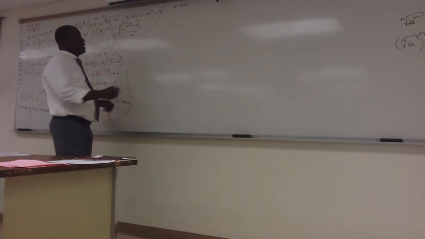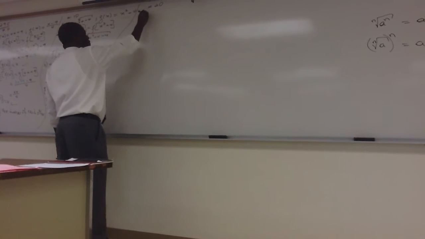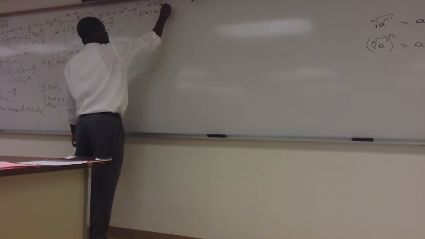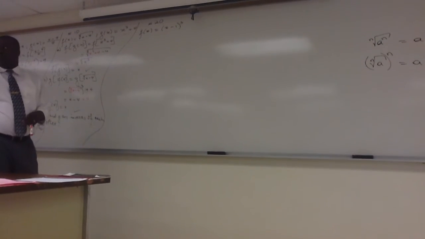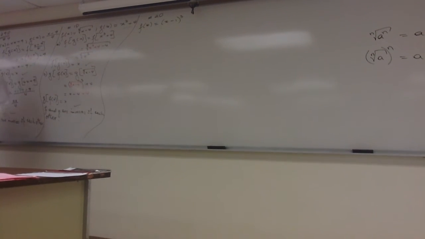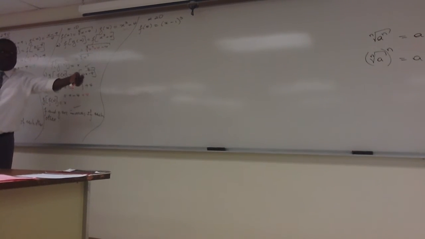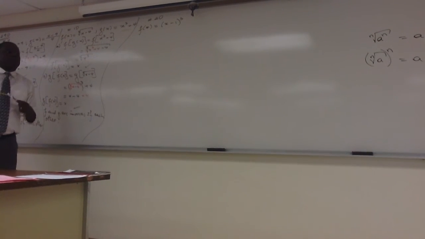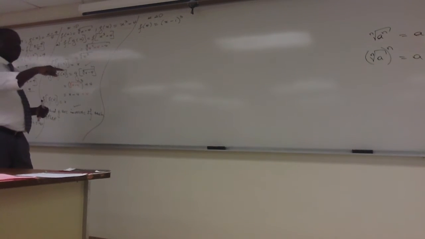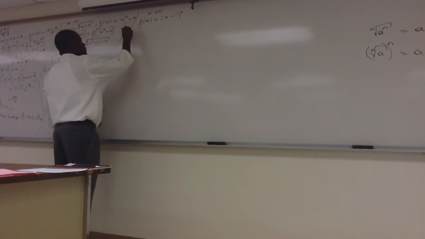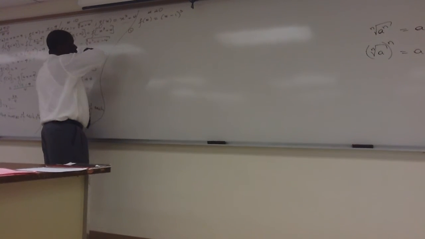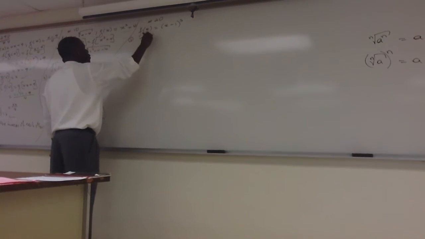F of x equals x minus 1 cubed, and the question is to find the inverse. Well, whenever they give you a function and they ask you to find the inverse, you have to go algebraically with these 4 steps that I gave you. To find the inverse of a function f of x, use the following 4 steps. So what's the first step? Replace f of x by y.